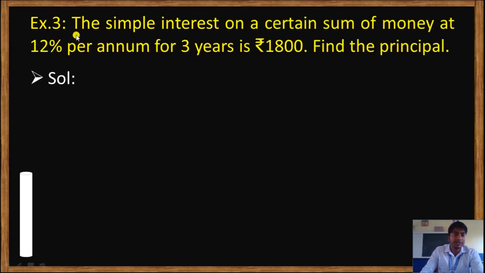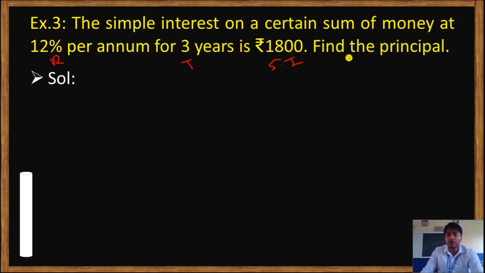Now example number 3: the simple interest on a certain sum of money, that money is not given here, that means principal is not given here, at 12% per annum for 3 years is rupees 1800. Find the principal. Once again, the simple interest on a certain sum of money at 12% per annum, this is the rate here, for 3 years time is rupees 1800. That means this is the simple interest.